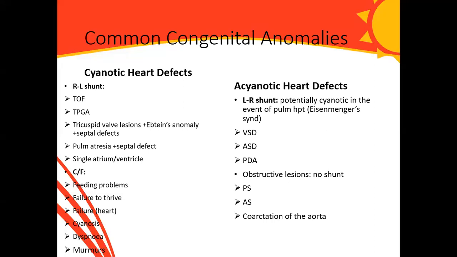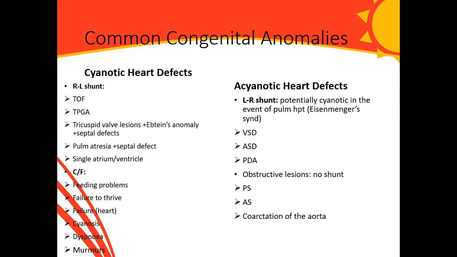Patients with cyanotic heart disease will have feeding problems, they will have failure to thrive, and they are often predisposed to congestive heart failure. Obviously, they are cyanotic and they have difficulty with breathing. You can see or hear valvular murmurs as a result of valvular problems.